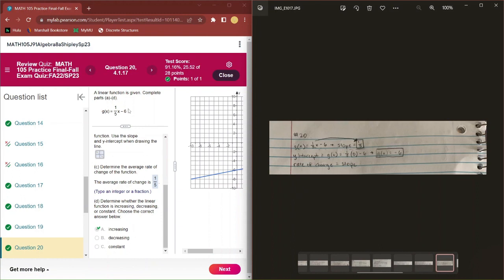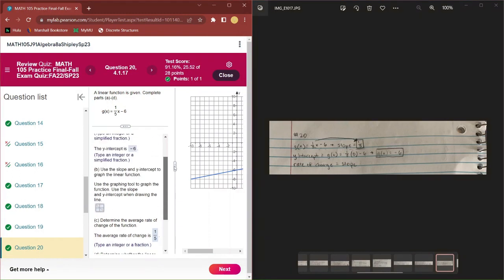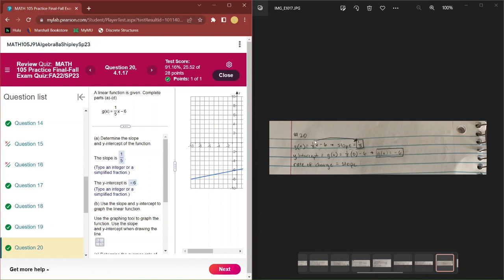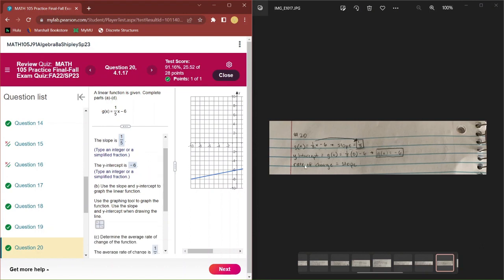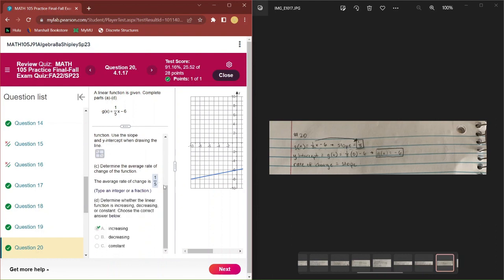All right, for question 20, it asks you to find the slope, which again is just the number in front of x, which is 1/5. And then the y-intercept, so plug in 0 for x, which is -6. And rate of change is the same thing as the slope, so it's 1/5. And then obviously you can see the graph here is increasing.